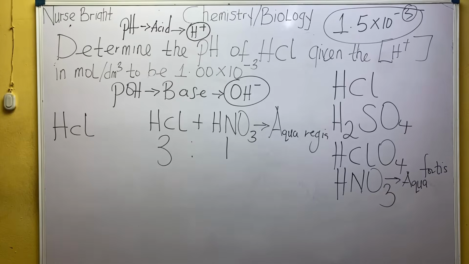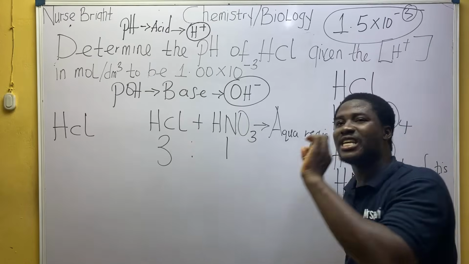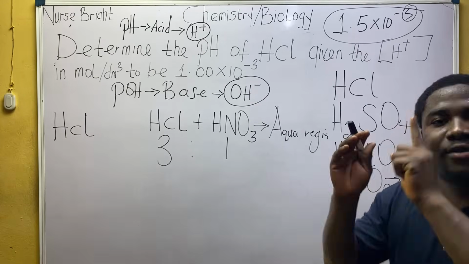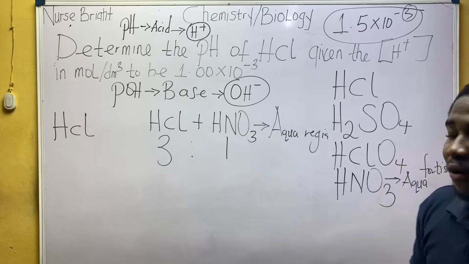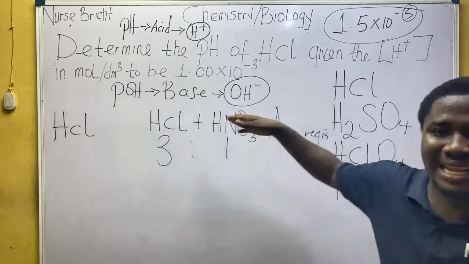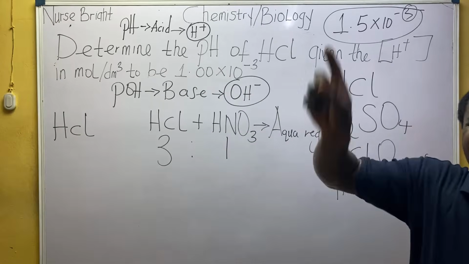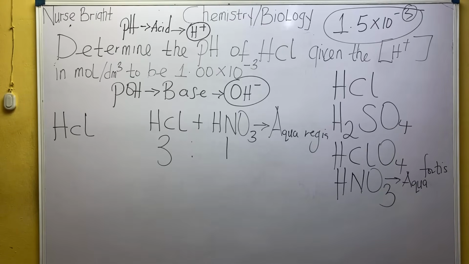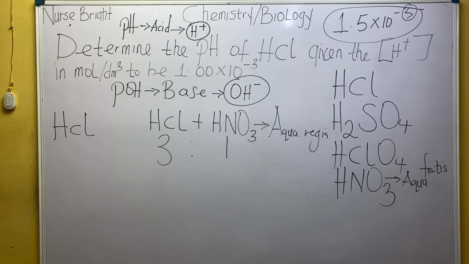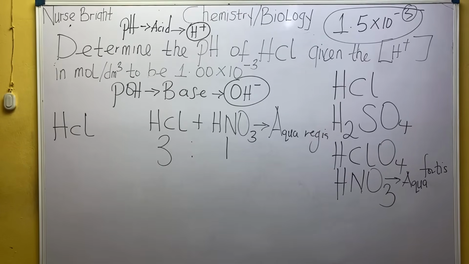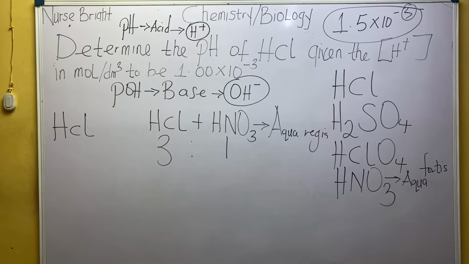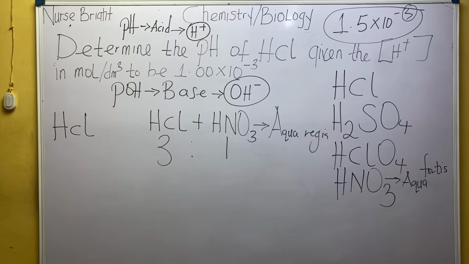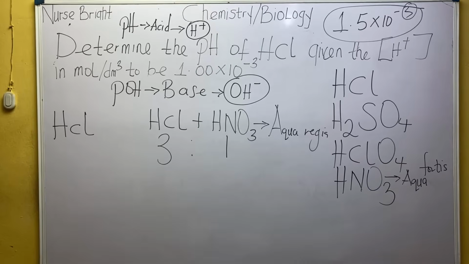They are very, very important. When hydrochloric acid mixes with HNO3, they form aqua regia. The composition is 3:1. So you can see that hydrochloric acid is more than the HNO3, called the aqua fortis or nitric acid. All these things are vital. These are examples of strong acids to note in your exams.